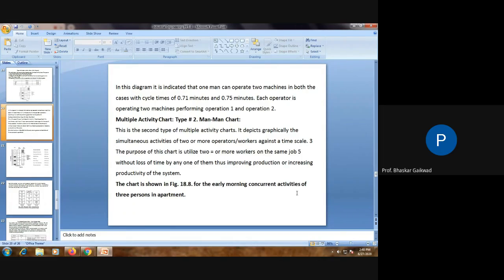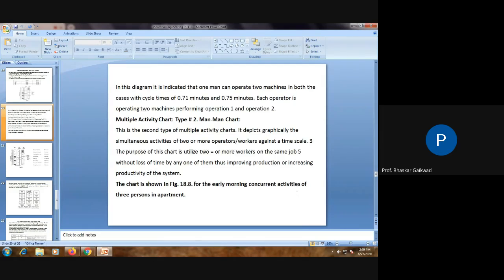Multiple activity charts. This is related to man. First we have seen man to machines. One man can handle more than two machines, and you have to calculate their loading, unloading, or operation times, show the variations in the time difference, and see how we can reduce this variation. This study you will get through the man machine chart.